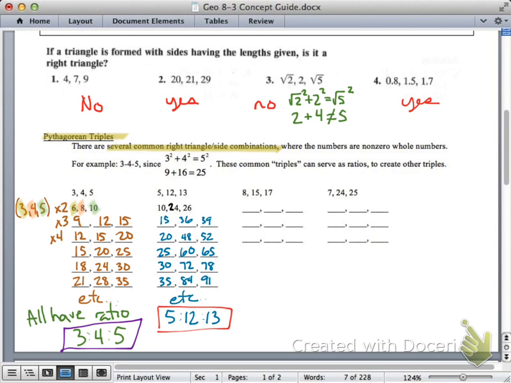You can keep going with that, but the common piece of this is the ratio of those three sides is 5 to 12 to 13. I bet you can fill in these other blanks over here. See if you can.